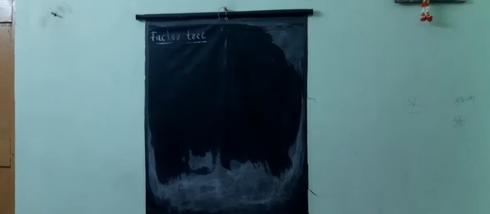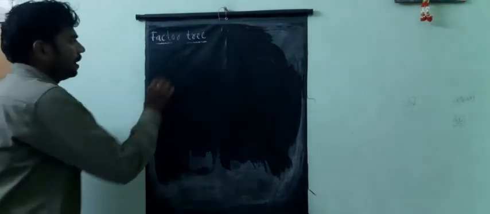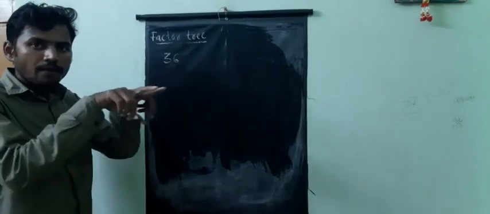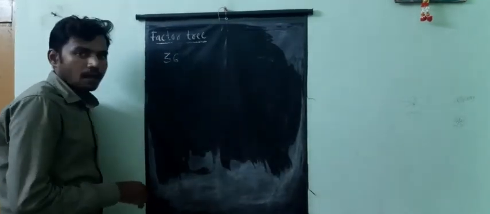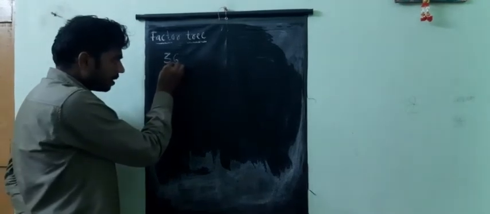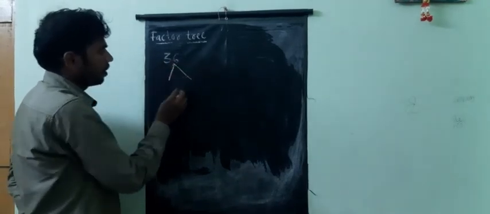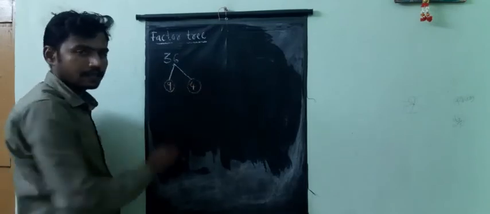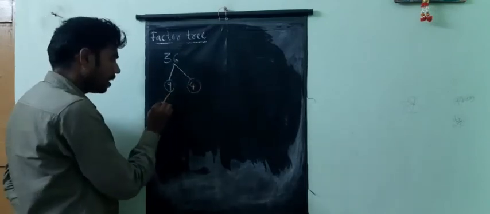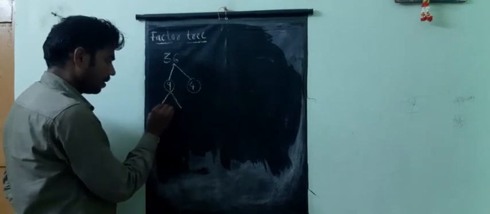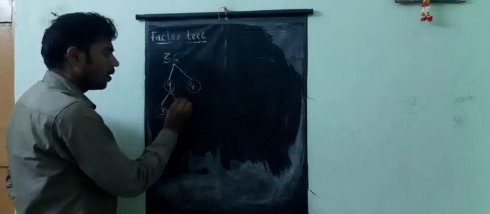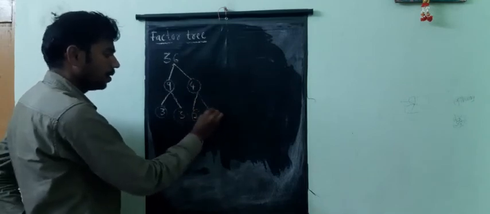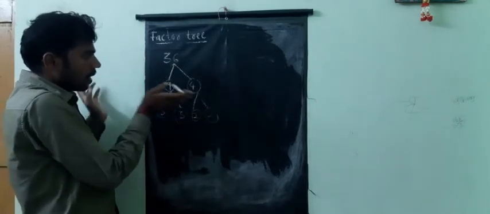Next concept is factor tree. It is similar to the previous one, but we need to express it in the form of a tree. 36 can be written as 9 into 4. 9 4s are 36. Again, 9 can be written as 3 into 3. 4 can be written as 2 into 2. So the branch will stem out like this.